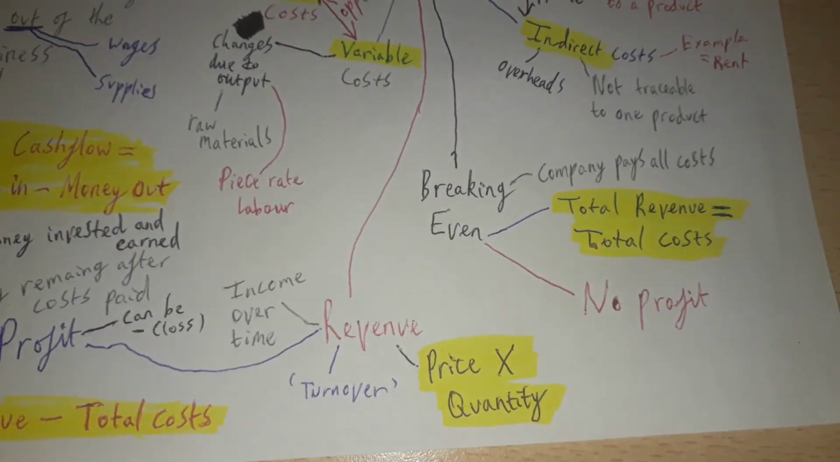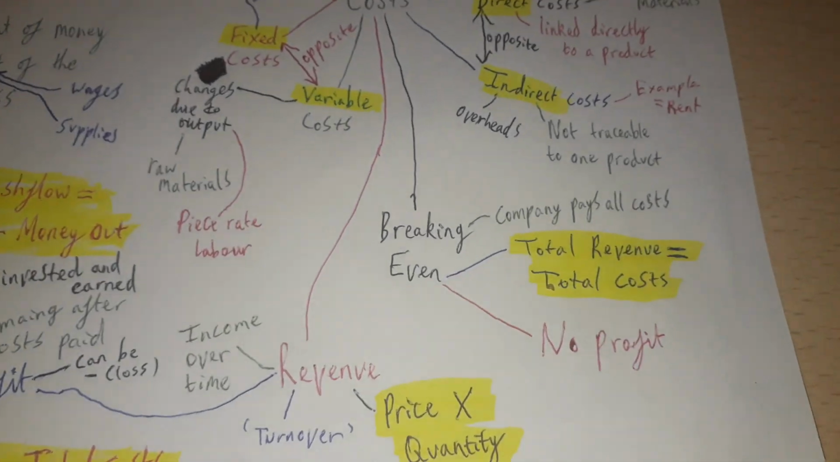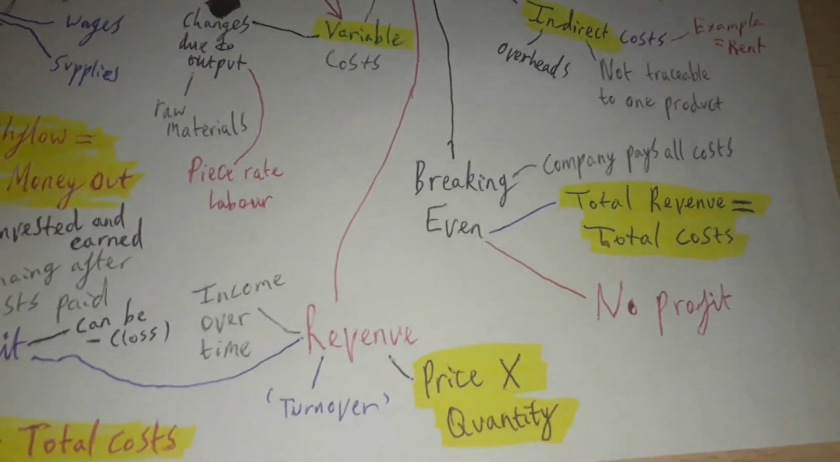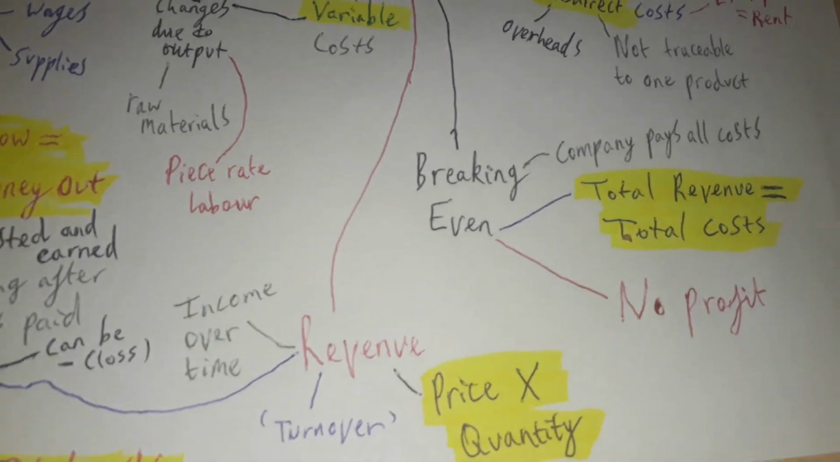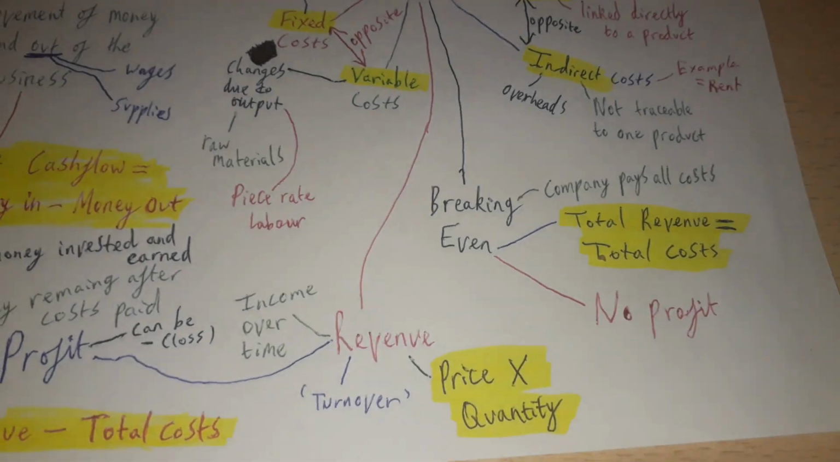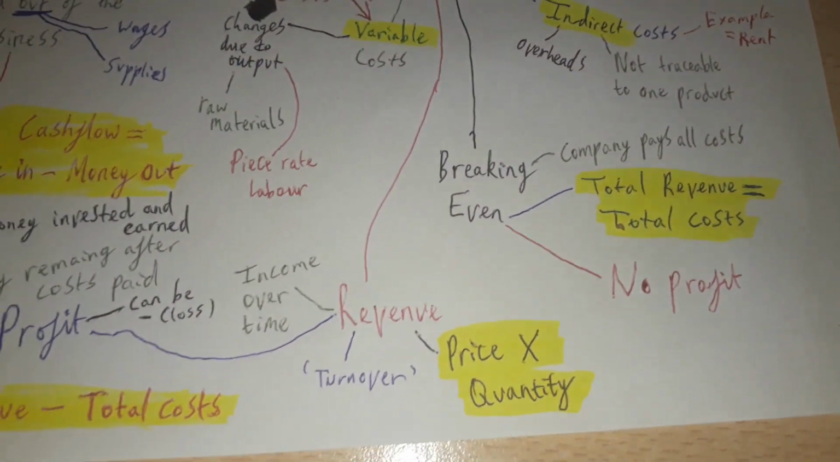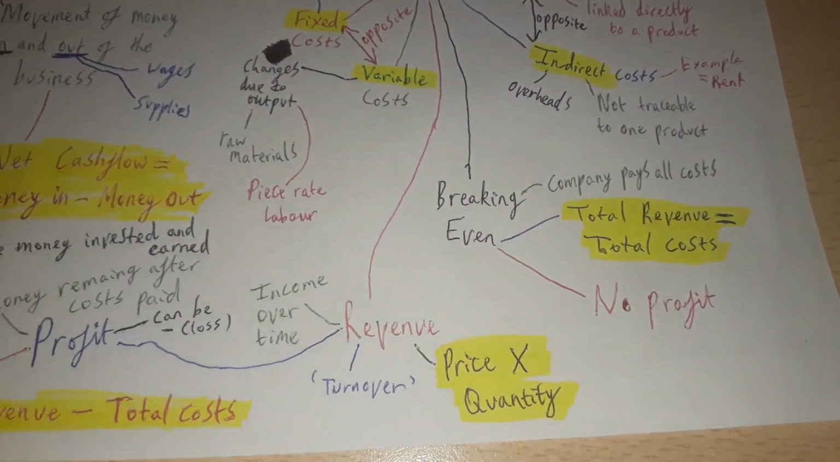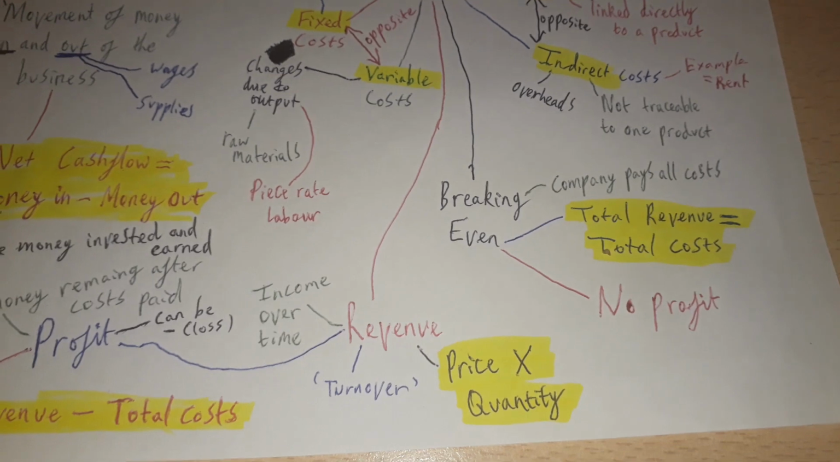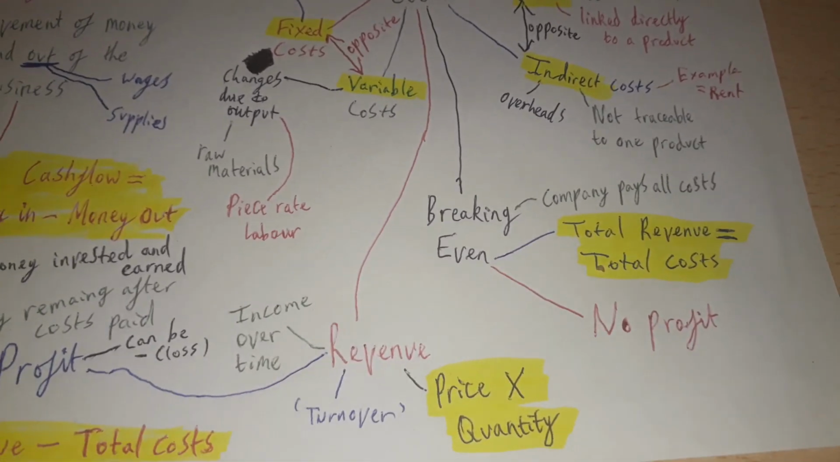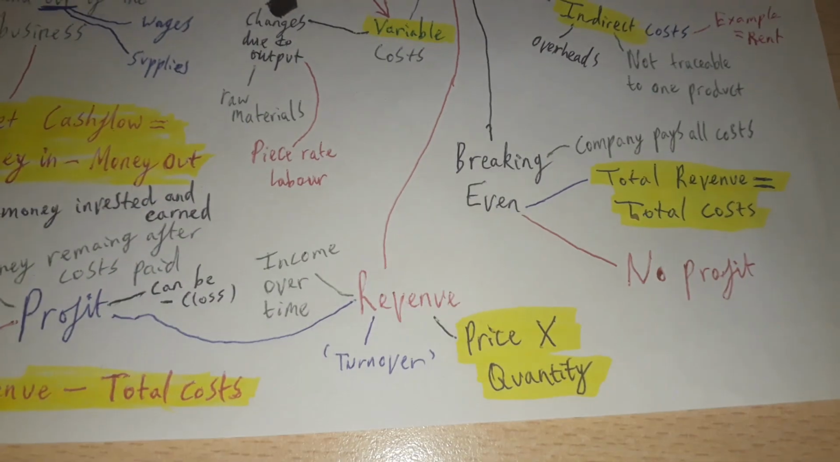So another thing is revenue. Revenue is basically your income over time. It's also known as turnover. To find out the revenue, you can do the price times the quantity. So it's basically how much the thing you're selling is worth and the amount of the thing you're selling. So if you had 10 pairs of trainers and they were all £5 and you sold all 10 of them, you'd get £50 back.